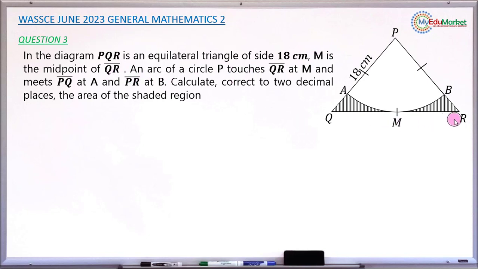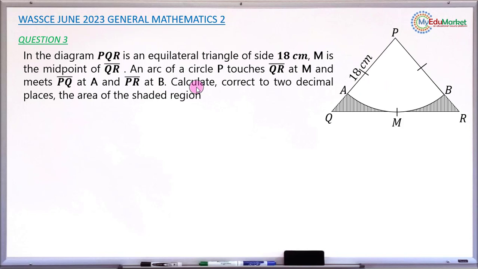QR is one of the sides of the triangle, and M is the middle of the distance from Q to R. And the question further says an arc of a circle, with P as the center of the circle. So you have an arc AMB. That arc touches the line QR at point M and also meets line PQ at A, and meets line PR at B, as it is exactly indicated in the drawing.